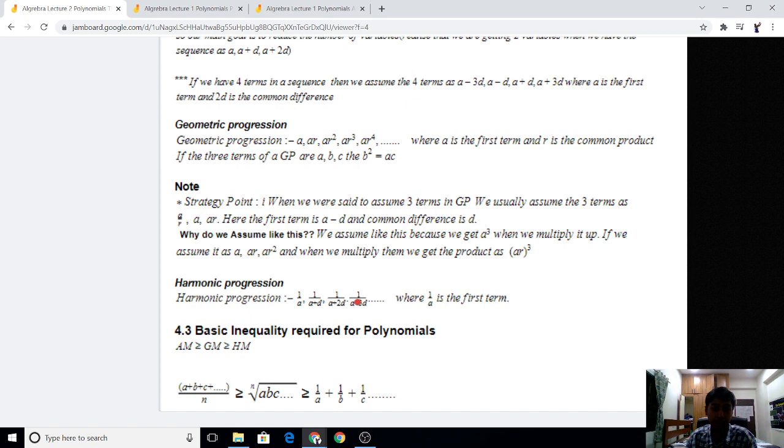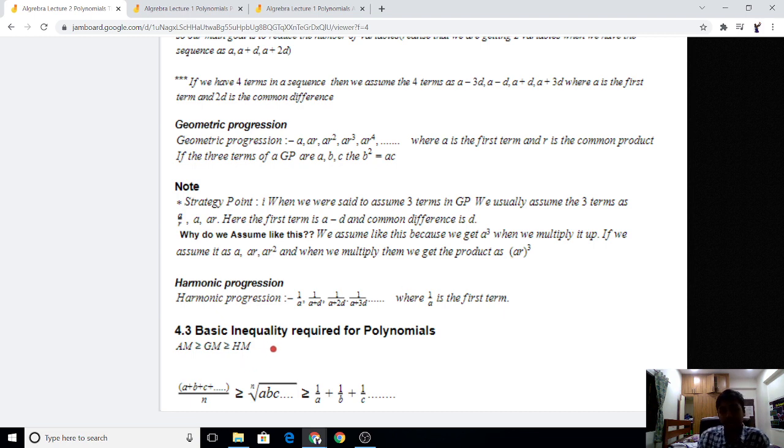And harmonic progression is nothing but, like in AP you get 2, 4, 6, 8, 10, 12, 14, 16, 18, 20, which are in AP. If you take the inverse of the AP, you get a harmonic progression like 1 by 2, 1 by 4, 1 by 6, 1 by 8. So 2, 4, 6, 8 are in AP, then 1 by 2, 1 by 4, 1 by 6, and 1 by 8 are in HP.